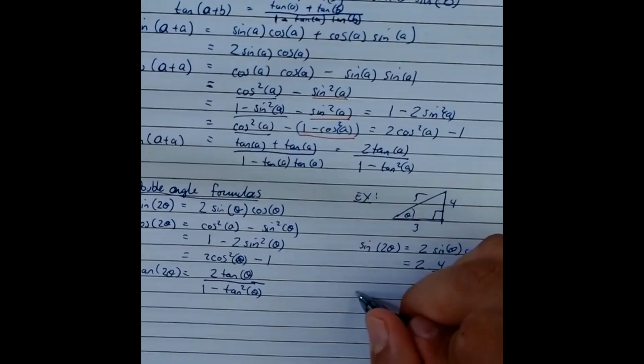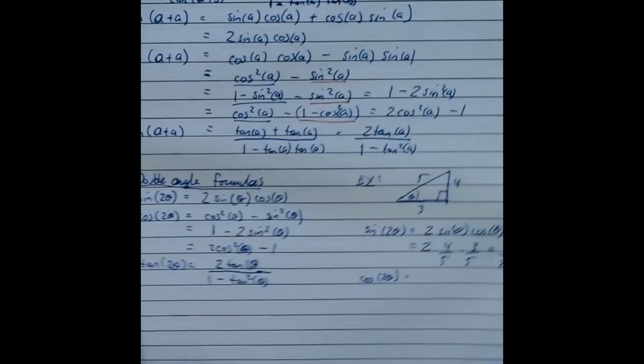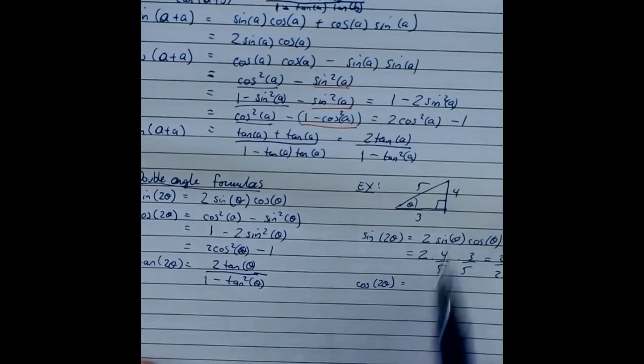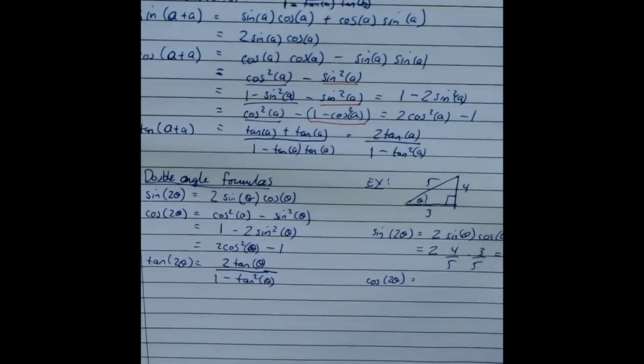In fact, you might want to give this a try. Take a moment now, pause the video to give yourself whatever time you need, and go ahead and find the cosine of double that angle. We already know the cosine of the angle is 3 over 5. Find cosine of double the angle. Once you're done, go ahead and unpause the video, and we can go through that together.